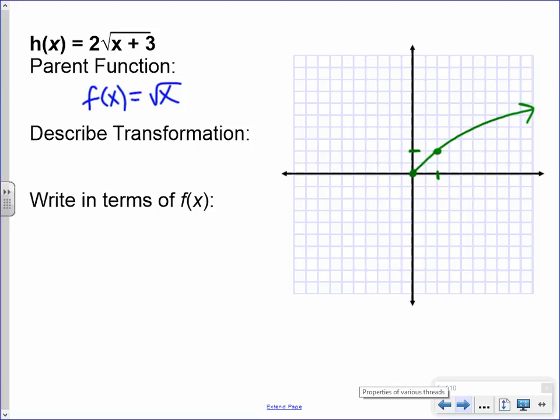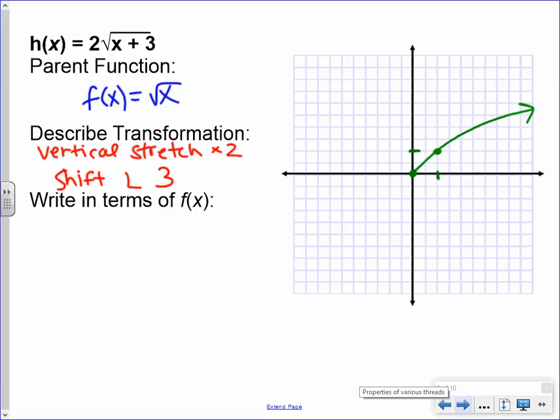Okay. Will, what is this 2 doing? Stretching it horizontally or vertically by 2. So it's a vertical stretch by 2. I like it. It's on the outside, so it's vertical. It's bigger than 1, so it's a vertical stretch. Okay? That plus 3. Tannen, what's the plus 3 doing? Left 3. So we're going to shift left 3.